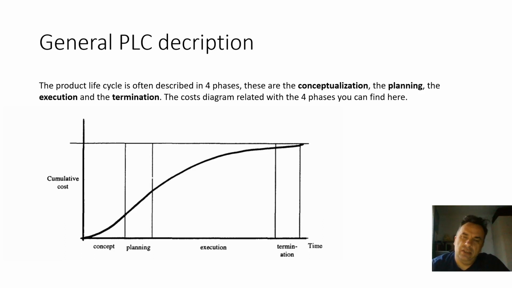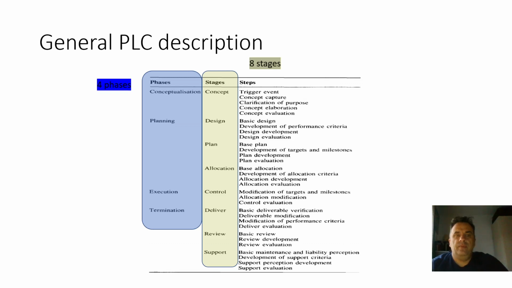The execution phase here is probably too long for an R&D project, but it can be suitable for a plant construction project. The 4 project phases are broken down to 8 stages to have more decision points.